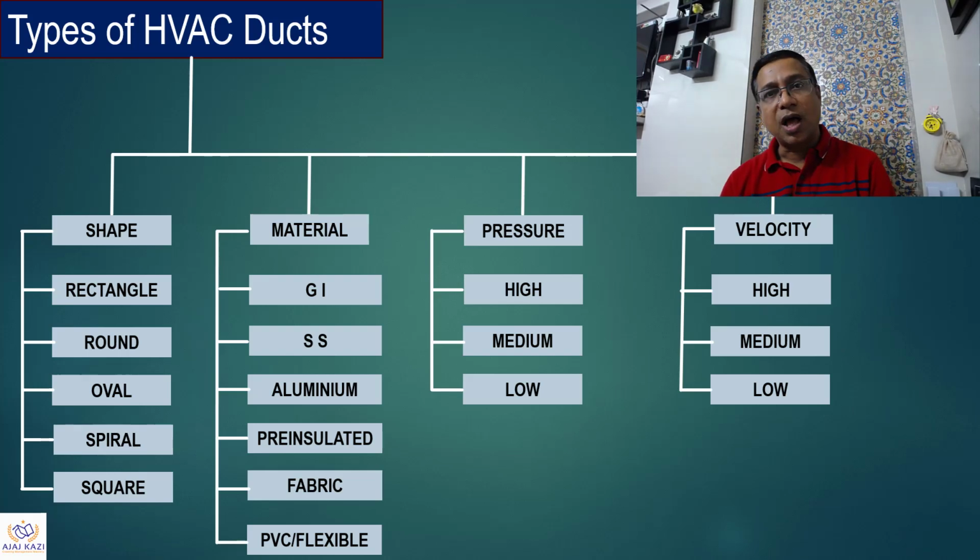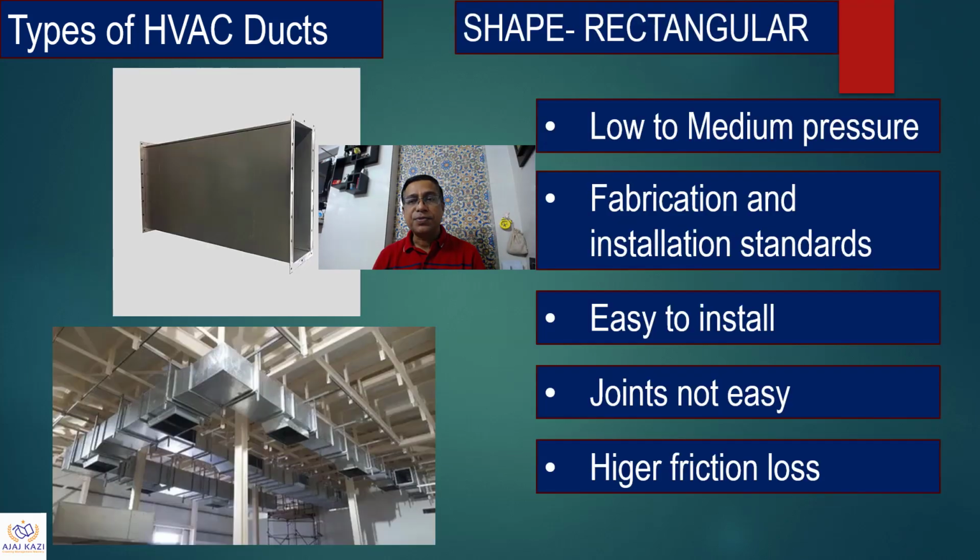The ducts are basically classified by shape, the kind of material we use, the kind of pressure application, and the kind of velocity. So let us look at some of these important types of ducts in various categories. Shapes: one shape which is very popular is rectangular or square. It is used for low to medium pressure application. It is fabricated as per various standards. We have SMACNA, ASHRAE, IS standard, DW standard. Standards are available, and the fabrication is done accordingly.